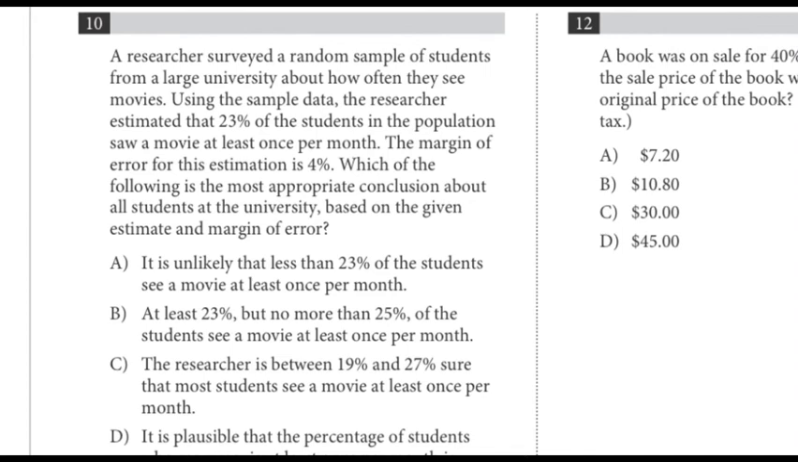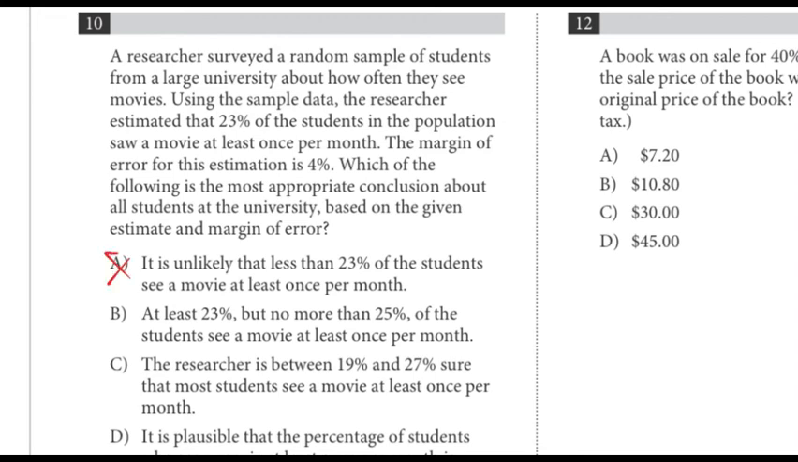Another statistical question. This is based on sample data, so let's be logical here. Let's look at the answer choices. Answer A, it is unlikely that less than 23% of the students see a movie at least once per month. Well, it says that the researcher estimated 23% with a 4% error, so that can go either way. That's possible, so A is definitely out.